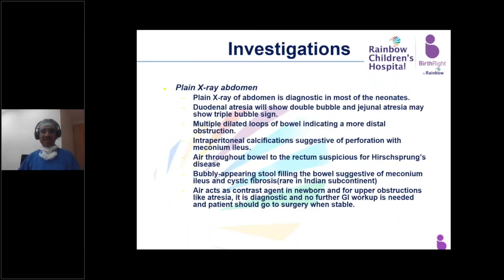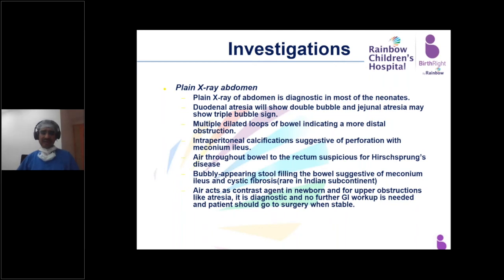And the first investigation, as Dr. Anil has discussed with you, is the plain X-ray of the abdomen. And remember, very simple, in most children with proximal intestinal obstruction, the plain X-ray of the abdomen is diagnostic. Double bubble, triple bubble, all of these signs we have read and we have seen in our clinical practice.